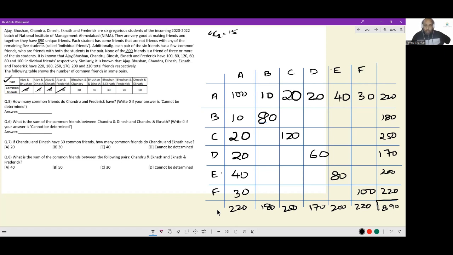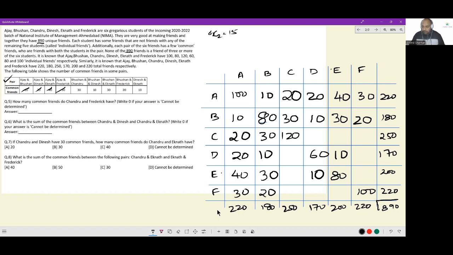Let us go to Bhushan and Chandru. Bhushan and Chandru are 30. So 30 and 30. Bhushan and Dinesh is 10 and 10. Bhushan and Eknath is 30. So 30 and 30. And Bhushan and Frederick is 20 and 20. Okay. This is done. We have nothing extra because the entire column, entire row is filled up. Dinesh and Eknath is 10. So this is also 10.